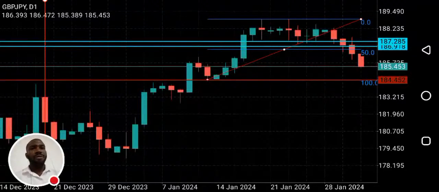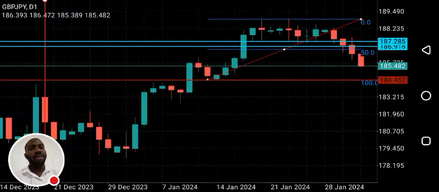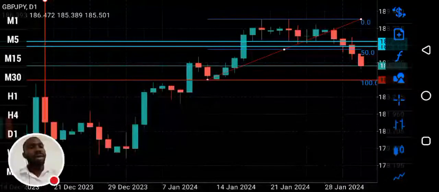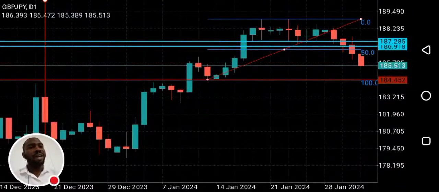So if you want to buy GBP, wait for a bullish reversal pattern to form before you buy, because price is at discount at the moment. I hope that is clear. I am bullish on GBP, waiting for a bullish setup before I buy. Right now I cannot sell.